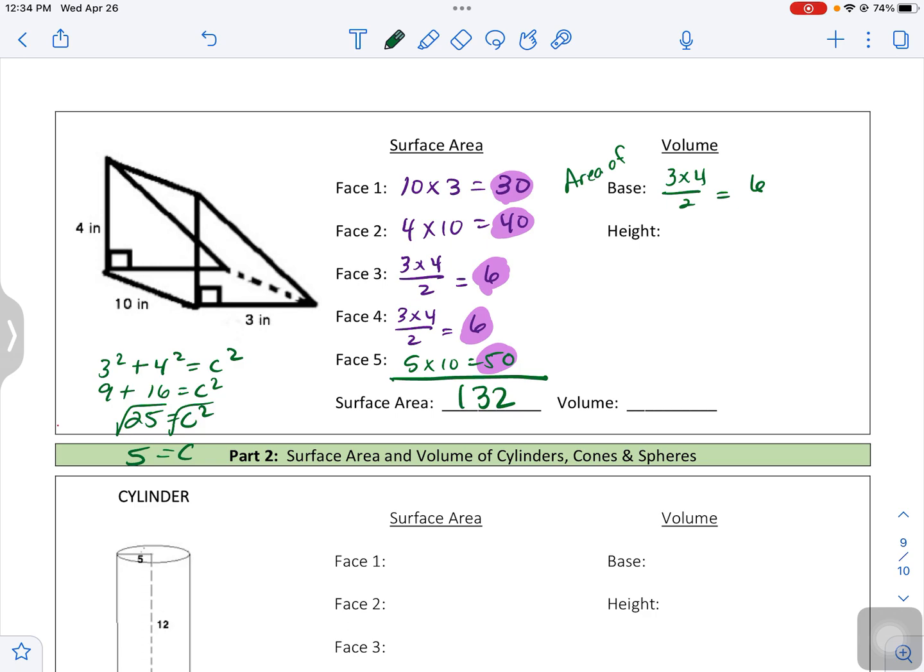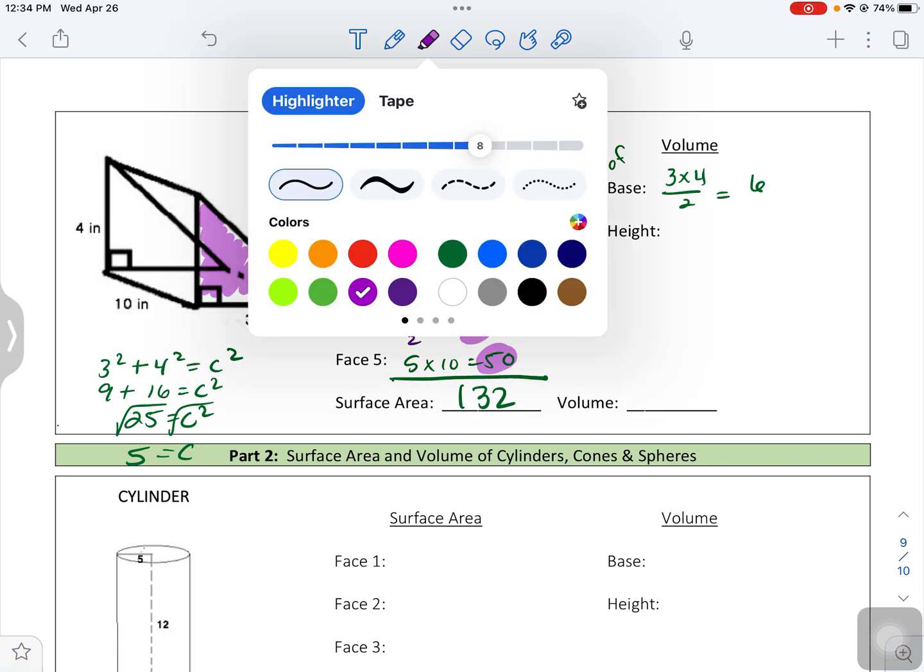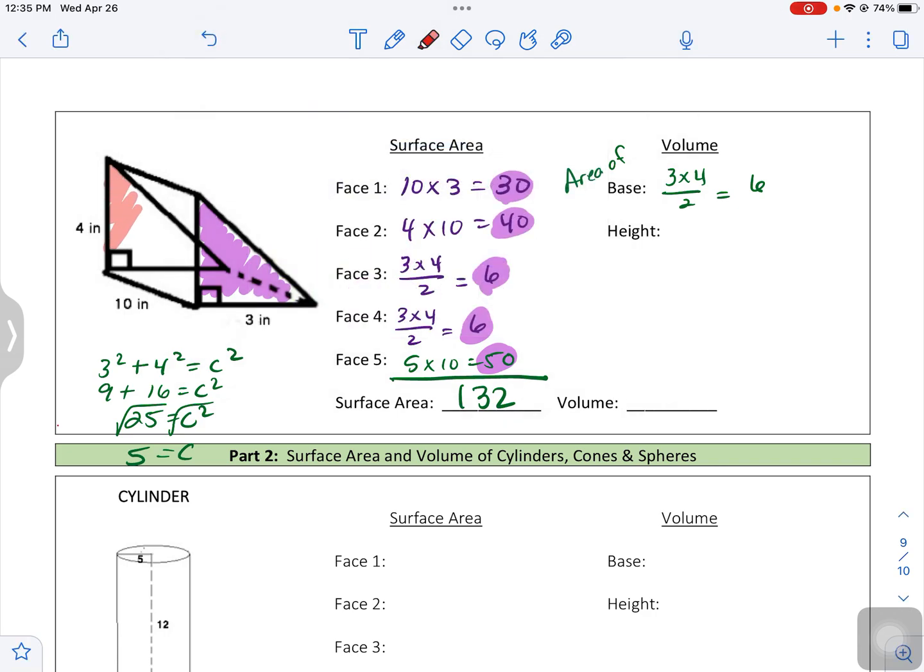Now the height is what connects the two bases. So you have a base in the front with this triangle. You have a base in the back with this triangle. And now you got to figure out what connects those pieces. This is what connects those two triangles. This is your height right here. So 10 is your height. So when I find the volume, it's the area of the base times the height. So my volume is 60.